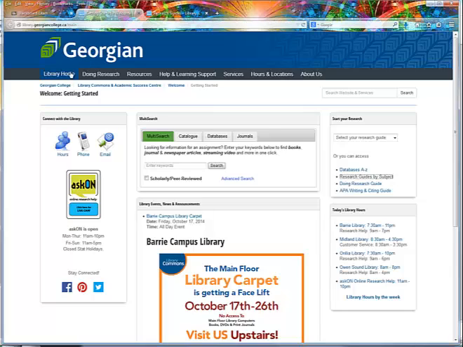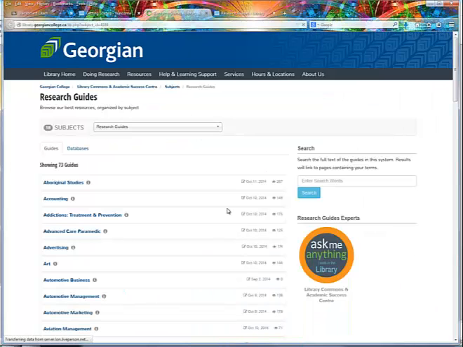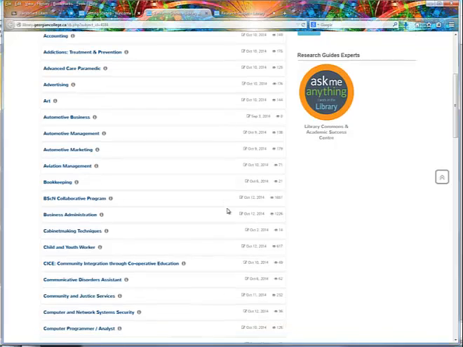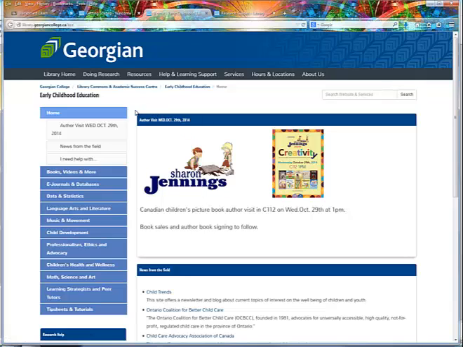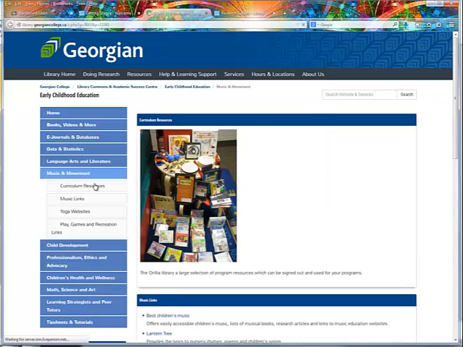So here we are on the library homepage. library.georgiancollege.ca/main, and she showed me over to the research guides by subject, and I'm just going to choose one of them. So ECE, Early Childhood Education. So here we have, along the side, the books, videos, journals, data and statistics, and then in some of the cases, they also have them broken down by topic. So if you were teaching in this area and you had an assignment on music and movement, as an example, there's a lot of information then broken down.